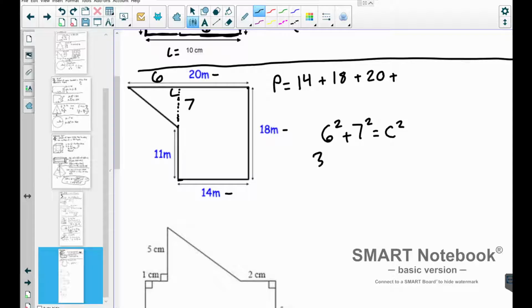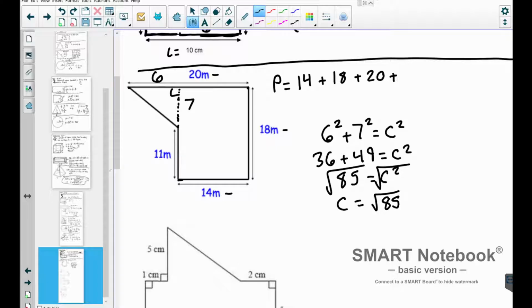Then we are left with 36 plus 49 is equal to c squared. So then we just add those together and get the square root. So in this case, we have 36 plus 49. That's going to give us 85 is equal to c squared. We take the square root of both sides. We're left with c is equal to the square root of 85. So now we use that information to say that this side length over here is the square root of 85.